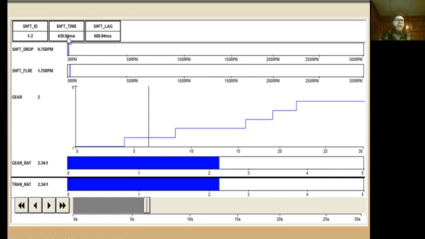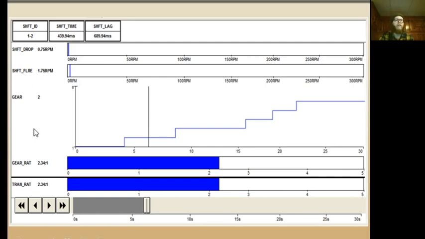You have shift timing PIDs. How many milliseconds does it take for the shift to occur? It should not take 0. We want it to have a little tiny bit of slippage as it makes the shift, so as not to snap your head back every time a shift occurs. Shift drop, shift flare. So this is a measurement of either RPM reduction or over revving that happens while a shift occurs, and that's calculations based off of speed sensors.